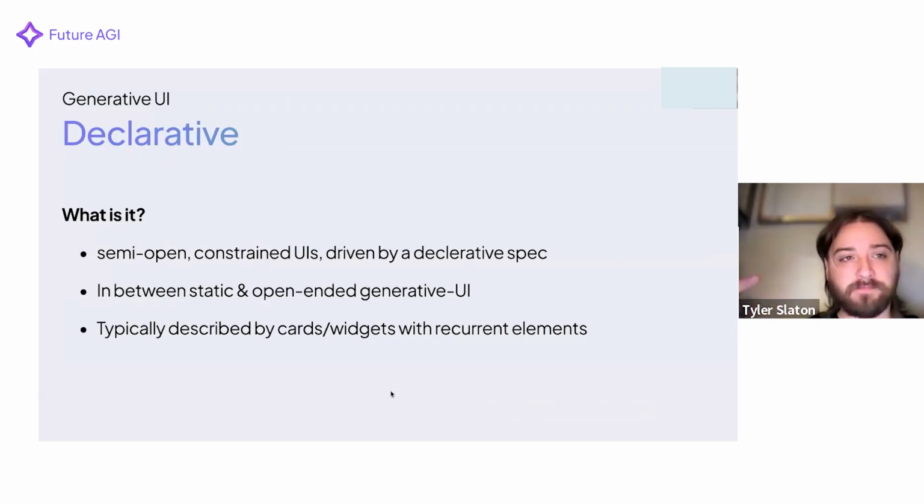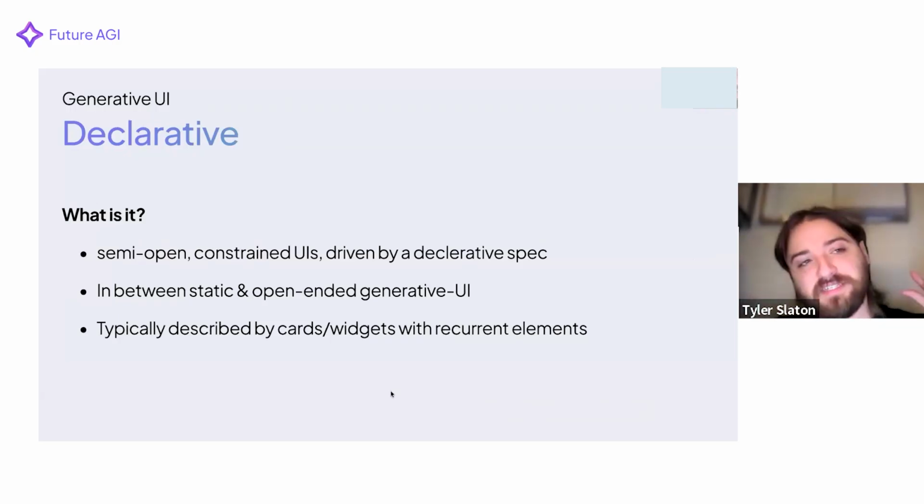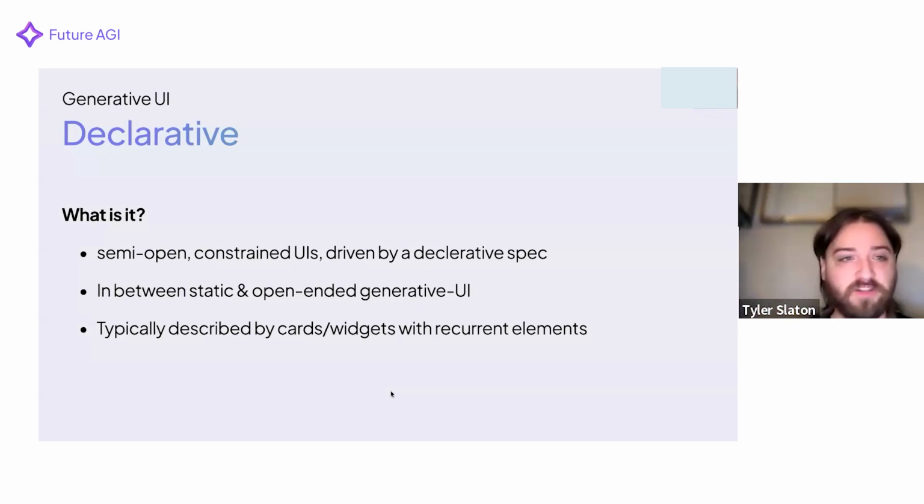If you think of JSON, right? JSON can take schemas, and you can pass type-safe schemas so that when you define some JSON, you know exactly what you're rendering. This is great because we can leverage this exact same thing to give an agent a schema of components that it can use to build some generative UI that it wants for us. It's somewhere in between, like I said, static and open-ended generative UI, and it's typically described by cards and widgets or in recurrent elements like forms or inputs or buttons.